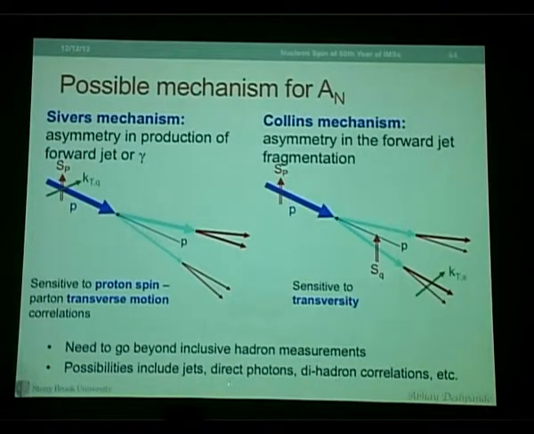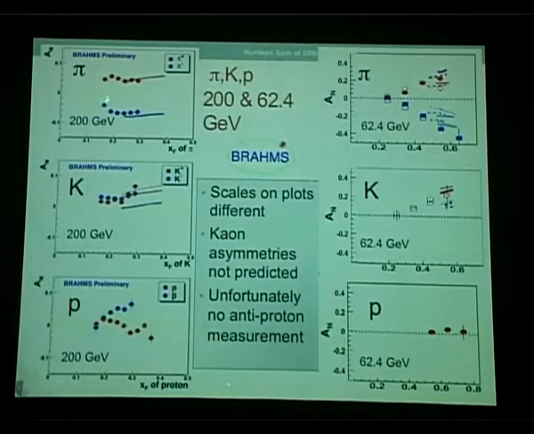Then you test your ideas about QCD and perturbative QCD once you go to PP. So these are the two things which we now want to understand. We have made measurements. This is the pion at 200 GeV. This column is for 200 GeV. This column is for 62 GeV at RHIC.